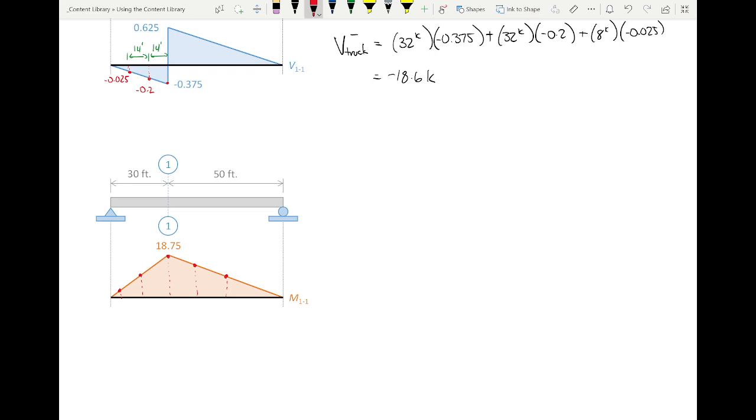I'm getting, let's see, 13.25. I'm getting 8.25. And I'm getting 10 and 1.25. Is that okay?